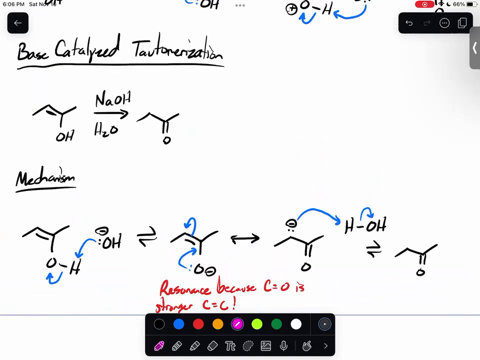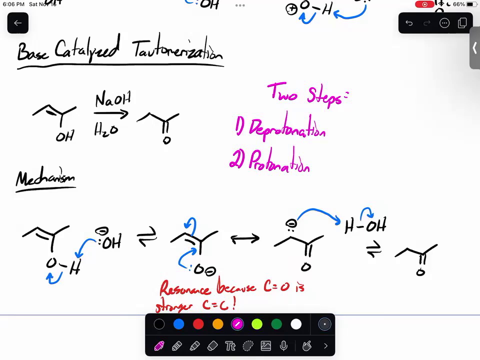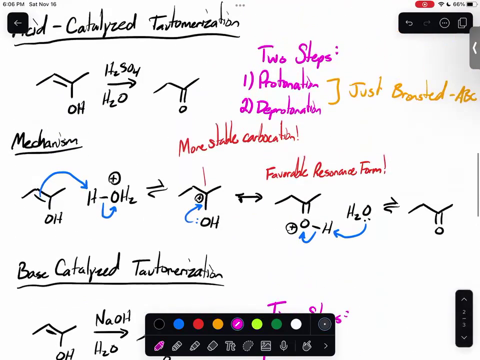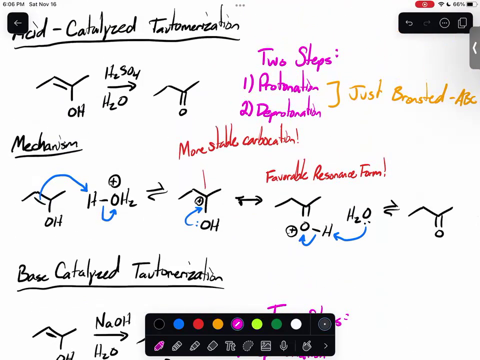The base catalyzed tautomerization is the same way. It's two steps, where the first one is deprotonation of the enol, and then the second one is protonation of the basic carbon, which notice is the opposite of our two steps from before, which were protonation and then deprotonation. Either way, both of them get you to the same product. The question is just which one is actually operant in the mechanism that you're looking at.